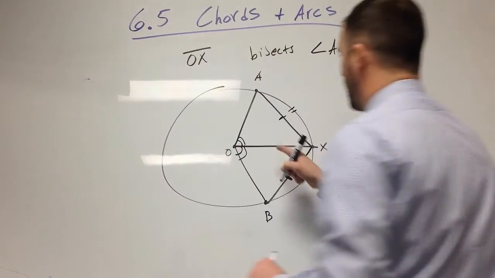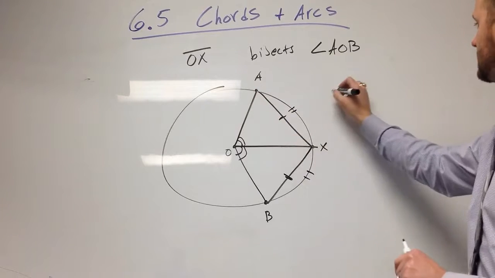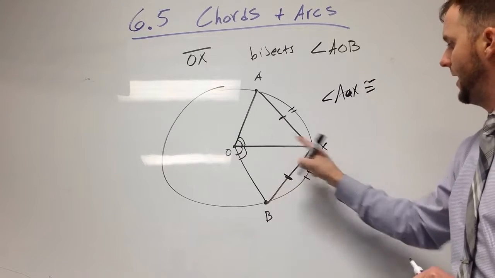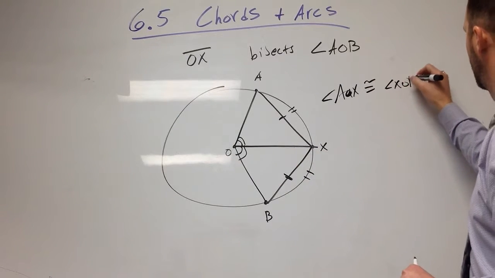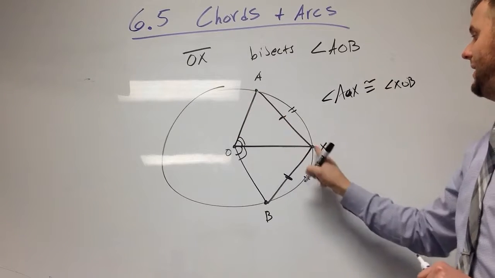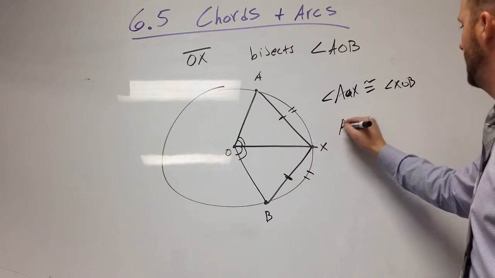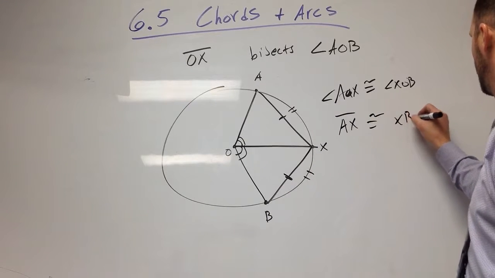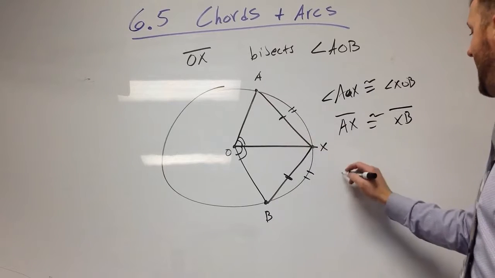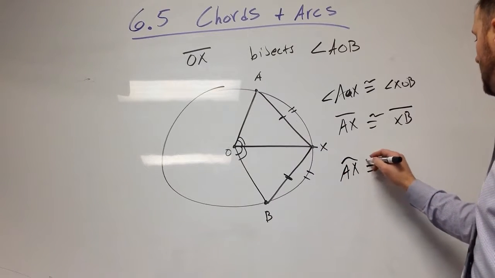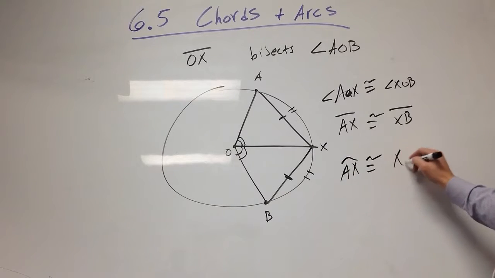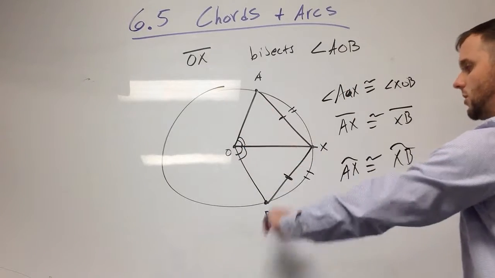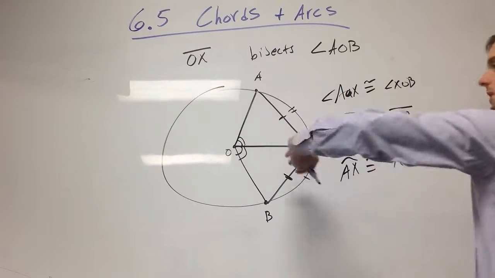So what we can conclude here is that angle AOX is going to be congruent to XOB. Line AX, or chord AX, however you want to say it, is going to be congruent to XB. And then arc AX is going to be congruent to arc XB. Because we know if the central angles are congruent, then the chords are congruent. If the chords are congruent, then the arcs are congruent.